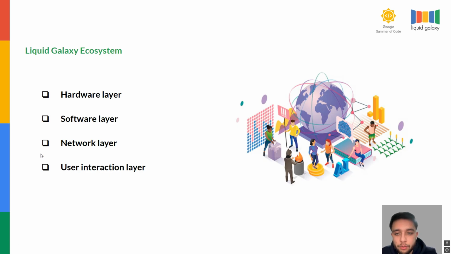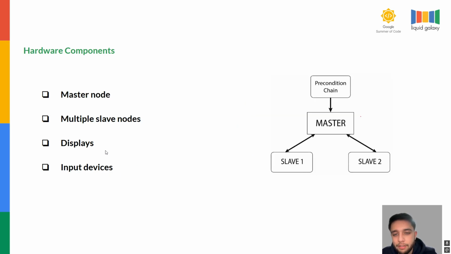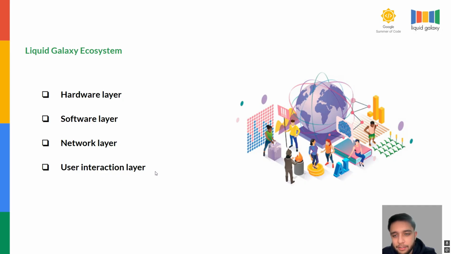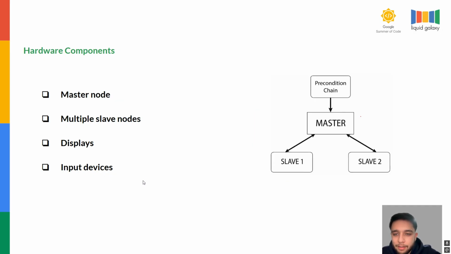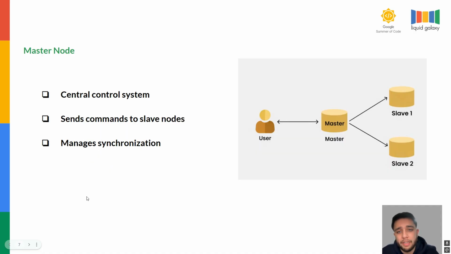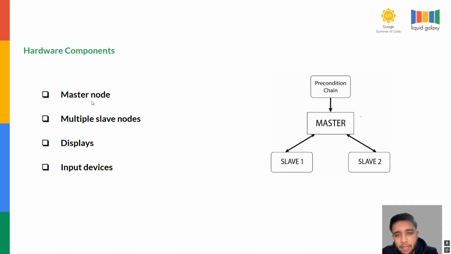So overall, these four layers work together to make the Liquid Galaxy system powerful, immersive, and easy to use. Now we'll go to the next slide. Hardware components. These are the physical components, the parts that make the system work. First, we have the master node.